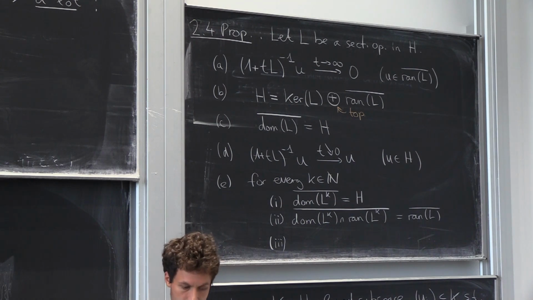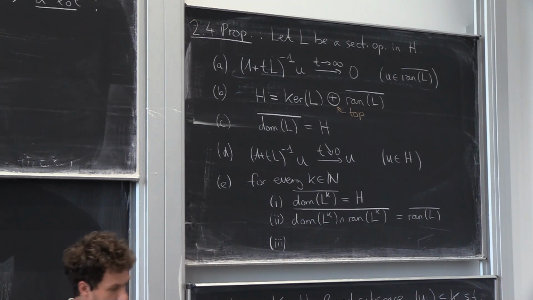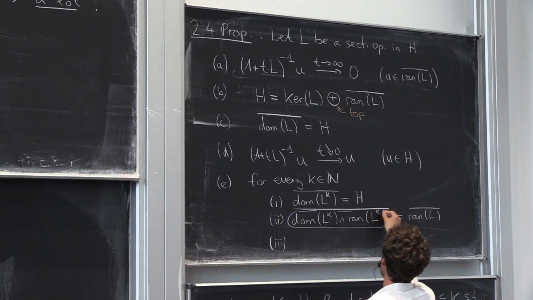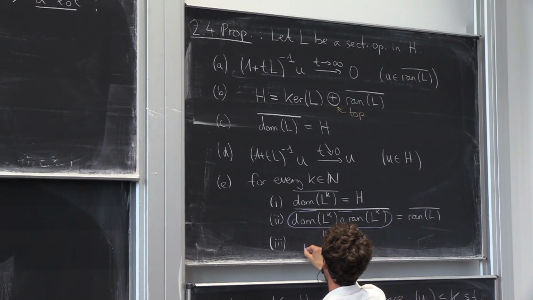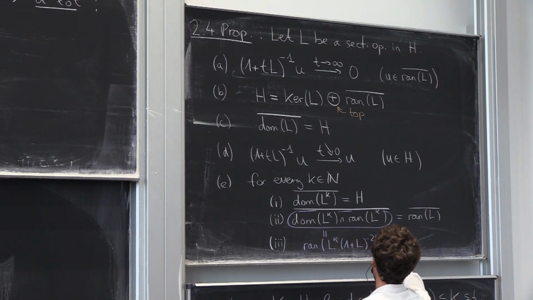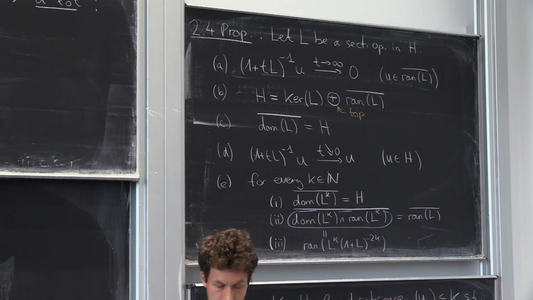And then thirdly, and this is completely mysterious why I'm using it at this point, you have to wait another 3 lectures until you will understand why I insist on this point. But this space here can also be written as the range of a particular operator, namely L to the k, 1 plus L to the minus 2k. Okay. Just take it as a piece of information I'm throwing at you. It's going to be extremely useful later on.